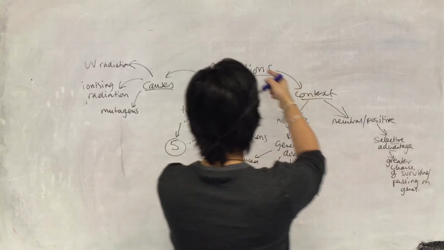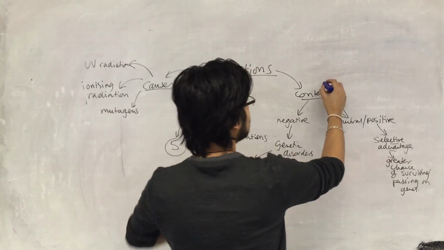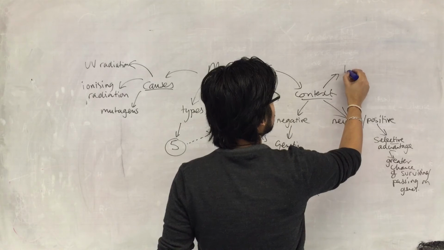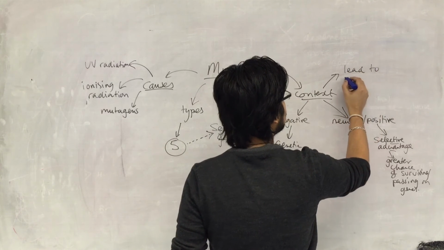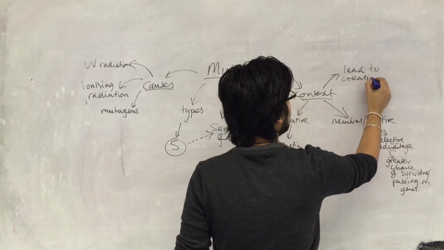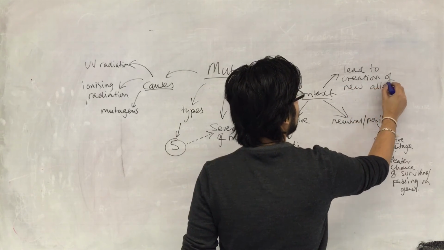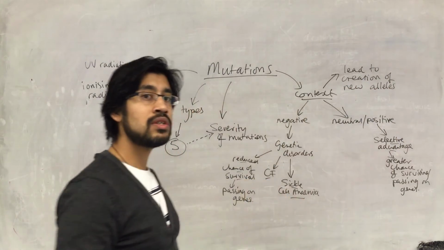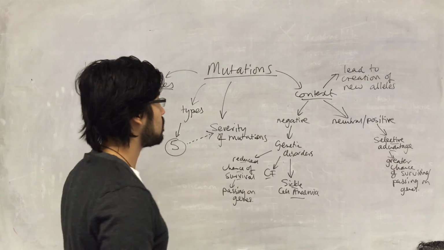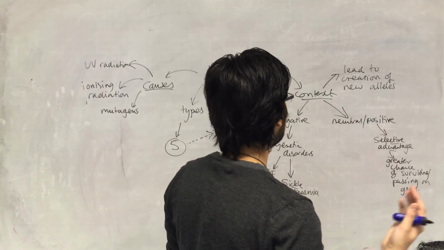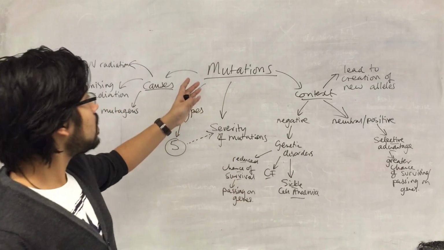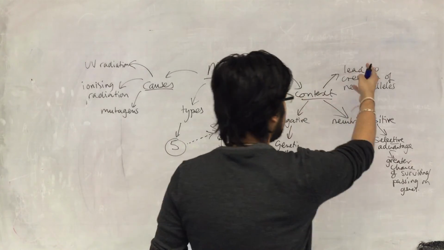Okay? So I think the other thing is mutations lead to the creation of new alleles, new versions of genes. Okay? Did I spell that correctly? I'm not sure. Doesn't matter. Okay, so new alleles made.